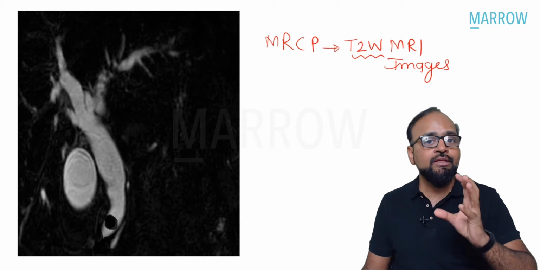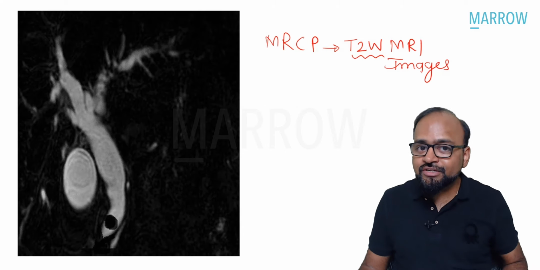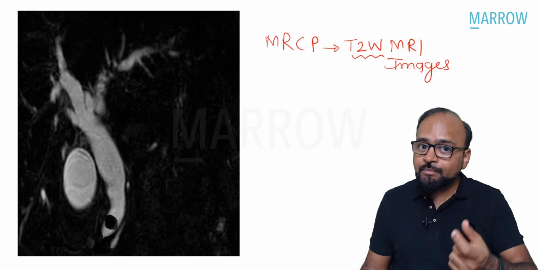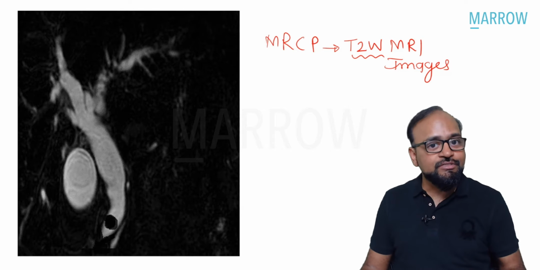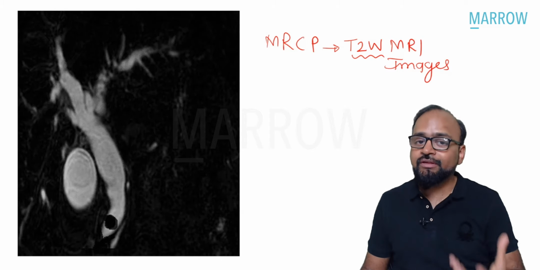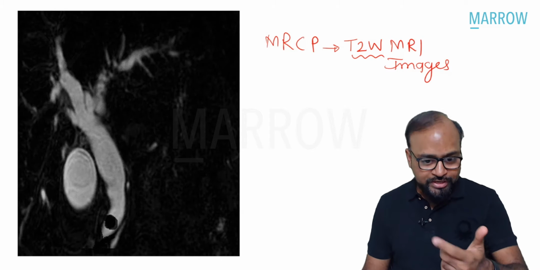And this is how an image of fluid containing structures is obtained. The biliary tree, for example, is filled up with bile entirely, and this is a fluid containing biliary tract or biliary tree. It will be accentuated, it will be better seen. So look at this image now.